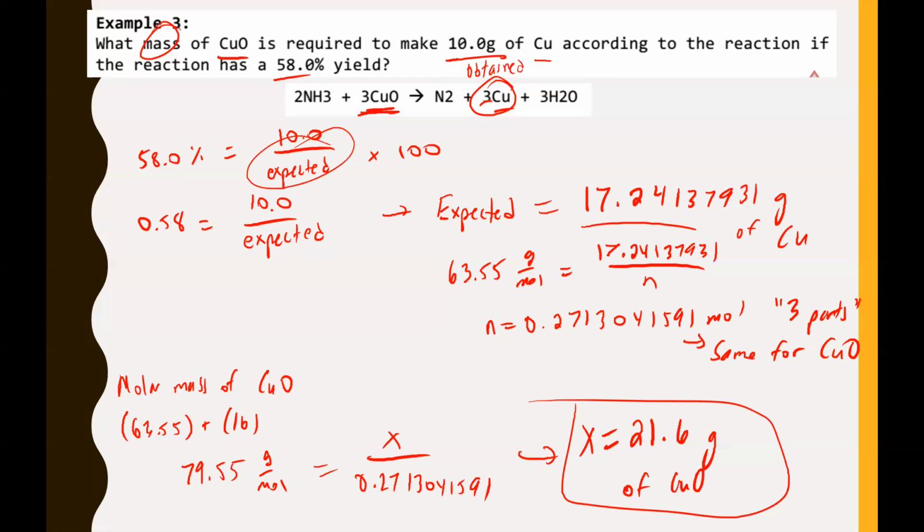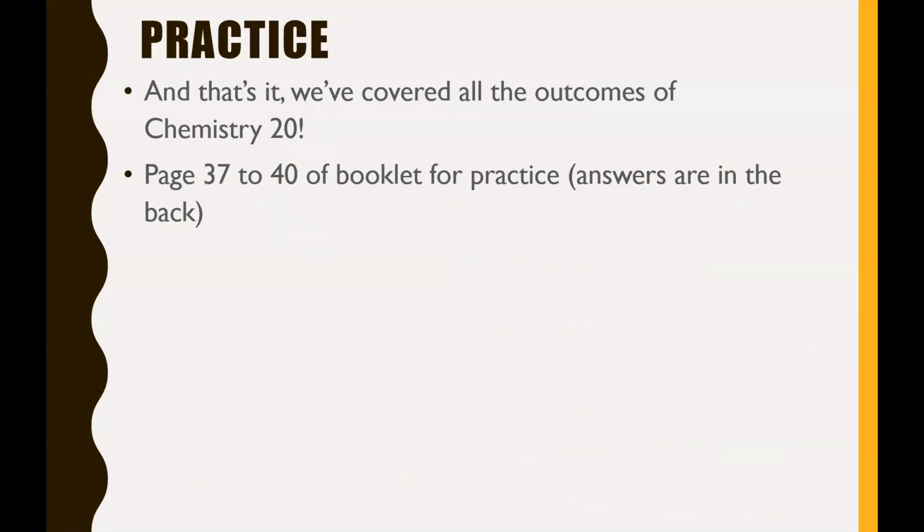So once we had that expected amount, I then turned it into a number of moles so I could use stoichiometry in reverse to figure out my number of moles that I would need of CuO. And once I had that number of moles of CuO, I was able to use the molar mass of CuO and find the mass of CuO that I would need to use. Okay, that's it. We're done.